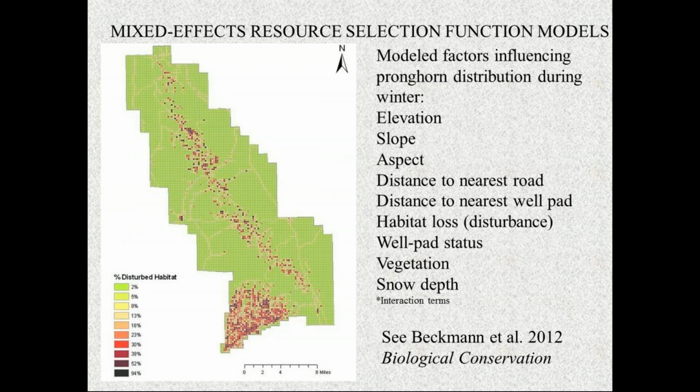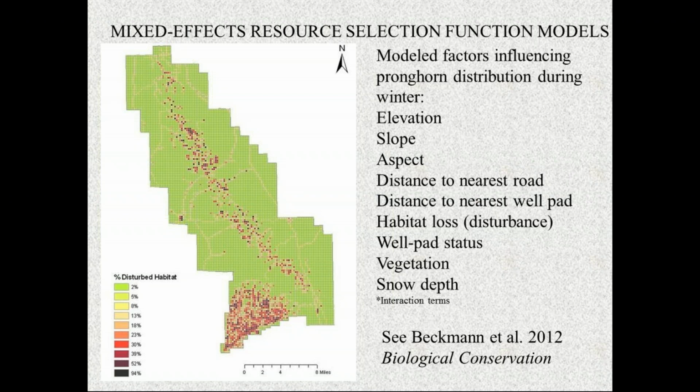However, one of the things we saw was a big shift in the distribution and resource selection of pronghorn during the winter. And so to examine this, we used mixed effects resource selection function models. The reason we use mixed effects models is because we needed to account for the variation across individuals and their level of habituation. And so we included those random effects for individual pronghorn. And we modeled resource selection using those typical factors that you see in RSF, including things like elevation, slope, aspect. But we also had vegetation type, well pad status, whether it was an active well or if it was in production or development phase because of different levels of human activity.